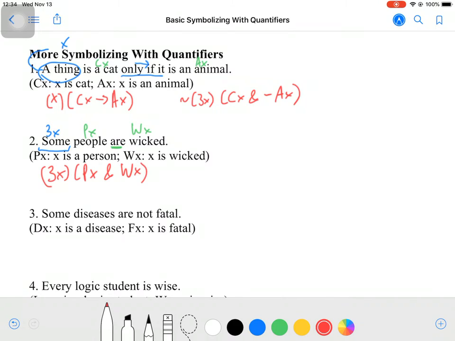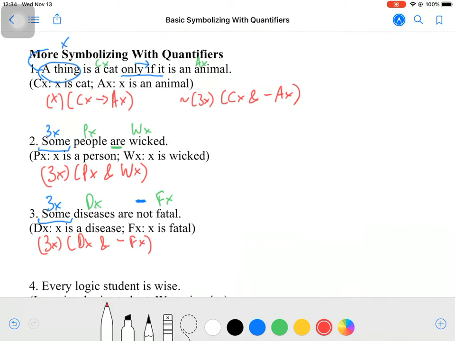Going on to 3, some diseases are not fatal. Since we have a some, this is going to be an existential X, and then we have 2 categories. We have the category of diseases, DX, the category of being fatal, FX, and we also have a negation, the not. For translation, this is going to be another existential X. There exists an X such that something is both a disease and not fatal.